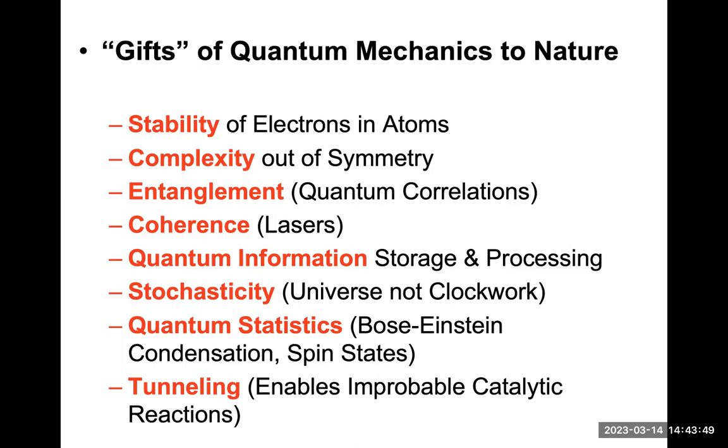And then the next one is stochasticity. In other words, biological systems are not completely predictable. They have built-in uncertainties. So that's consistent with quantum theory, but not necessarily the only way of explaining it. And then I mentioned quantum statistics, and finally tunneling. And this is important at the microscopic level of quantum functioning.